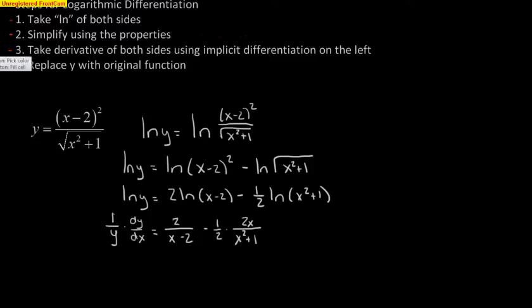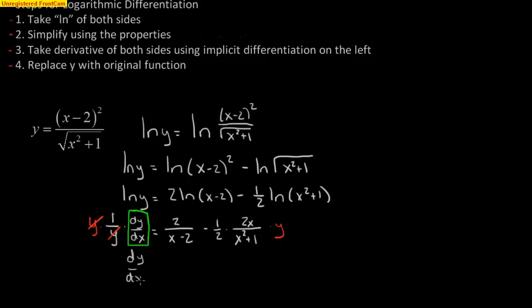And the last step here: replace y with the original function. What that means is that we're trying to solve for dy/dx, the derivative. Well, that's this part right here. So I need to multiply both sides by y. If I multiply both sides by y, we will see that this cancels with this, and I'll have my derivative.